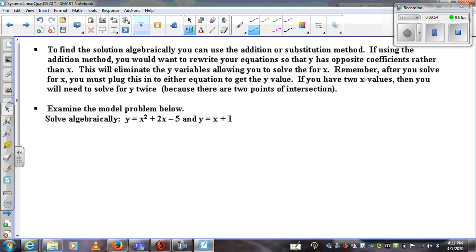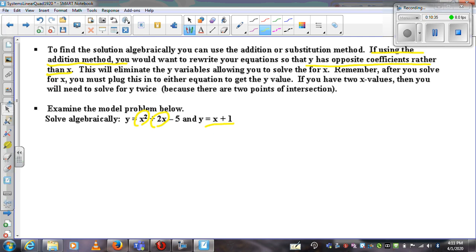Now, the thing that you need to keep in mind is that if you're using the addition method, you would want to rewrite your equation so that y has the opposite coefficients rather than the x. The problem is when you're trying to get rid of the x, you have an x squared and you also have an x to the first power. And since one of them is quadratic and the other one is linear, the linear is not going to have an x squared. You won't be able to eliminate the x's. So because of this, if you're using the addition or subtraction method, you want to make sure you rewrite it so that you're getting rid of the y's and not the x.